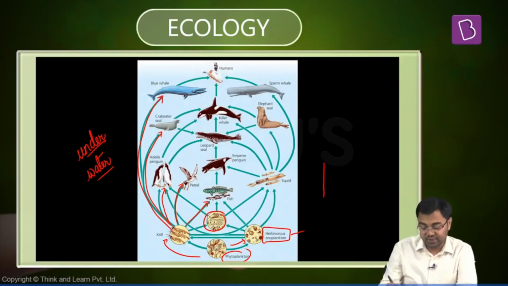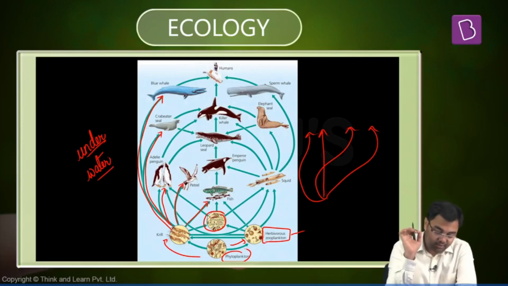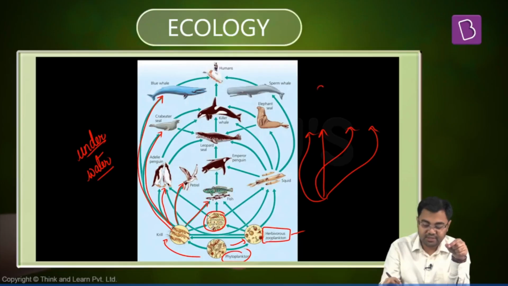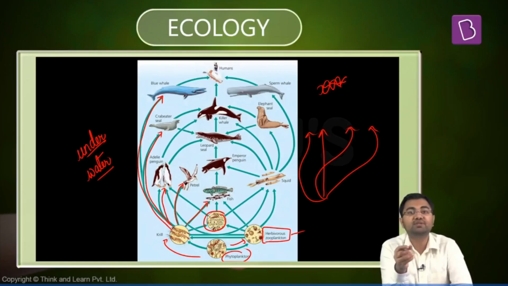So there is no one single line. There are multiple lines from a single organism. So that being the case, the whole network cannot just be seen as a chain, but instead it has to be seen as a web. So that's why we use the term food web more than we do food chain.